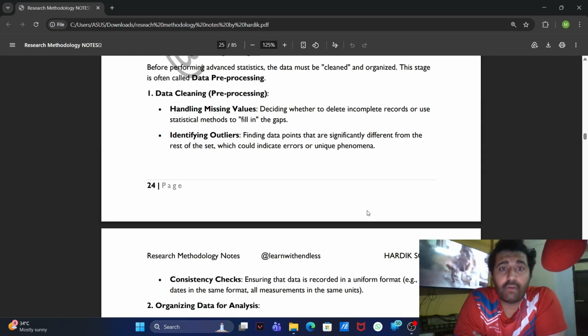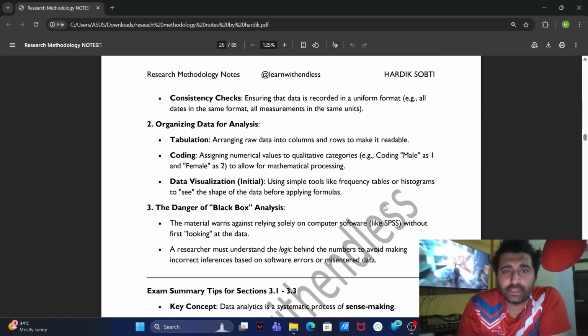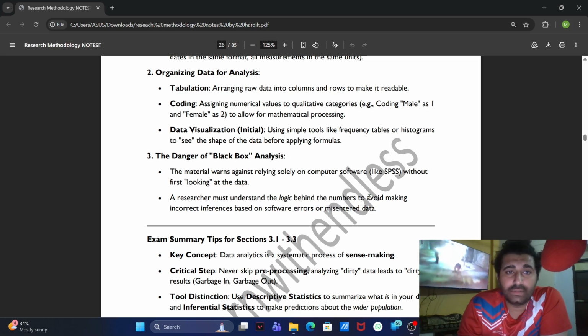Identifying outliers: finding data points that are significantly different from the rest of the set, which could indicate errors or unique phenomena. Consistency check: ensuring that data is recorded in a uniform format. Example, all the data in the same format, all measurements in the same unit. Organizing data for analysis: tabulation, coding, or data visualization.